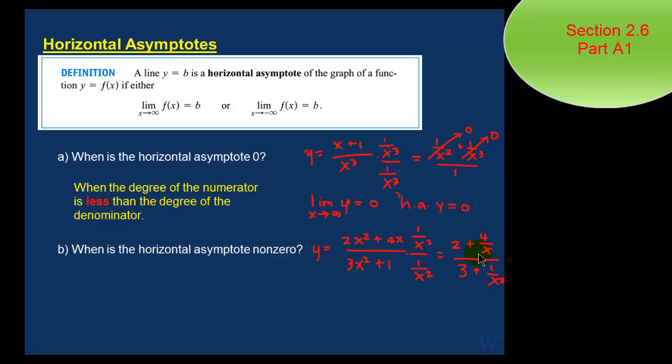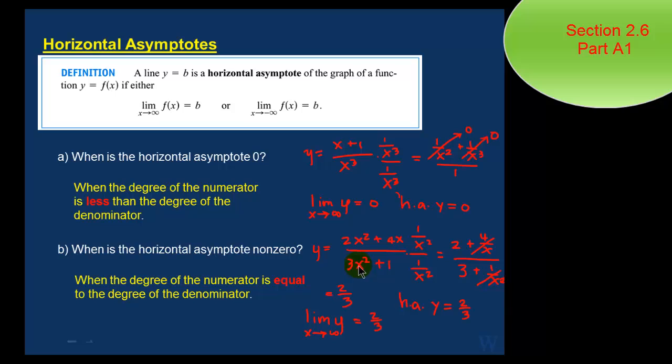And when we let our x's approach infinity, these terms go to 0, and we are left with a constant 2/3. So the limit of y as x approaches infinity is equal to 2/3. And this is, in fact, our horizontal asymptote, y equal to 2/3. And when is the horizontal asymptote non-zero? When the degree of the numerator and the denominator are equal to each other.